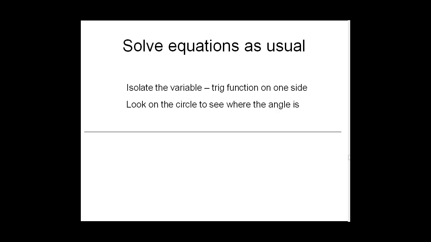Once you have x equals, you look on the circle to find out what the angle is. And you make sure you go all the way around the circle, because with trig functions there's at least two answers for most points. Sometimes there's four, like 45 degrees. If you have plus or minus, that happens 4 times, things like that.